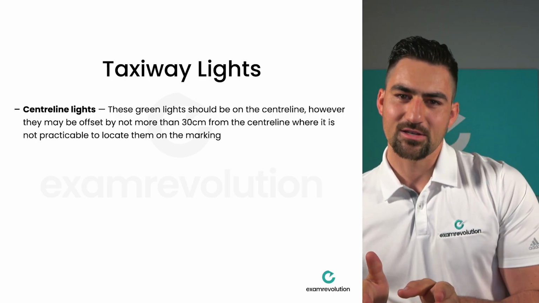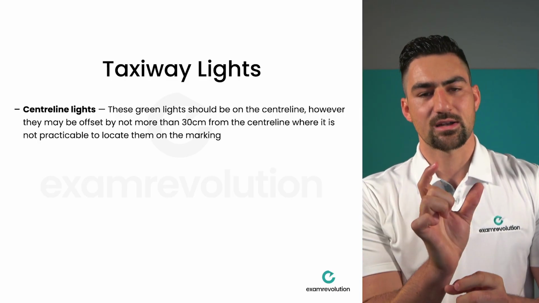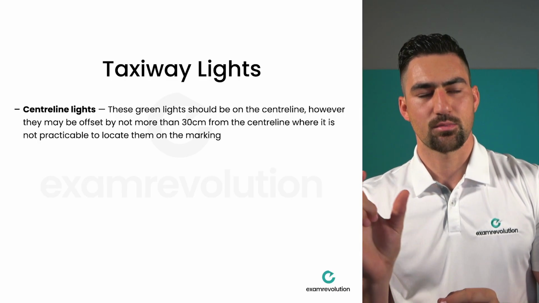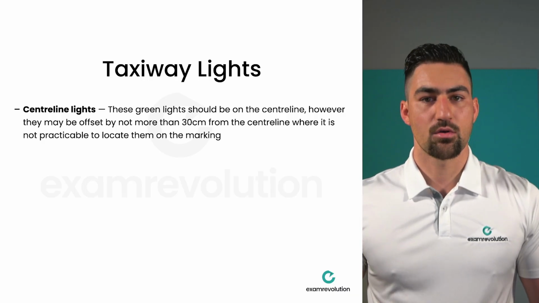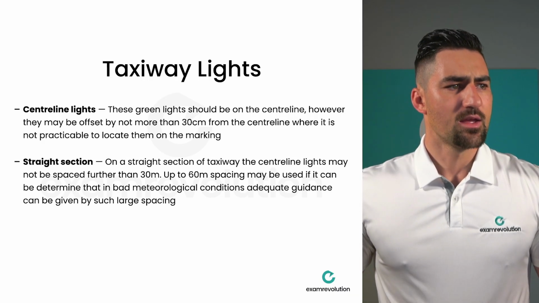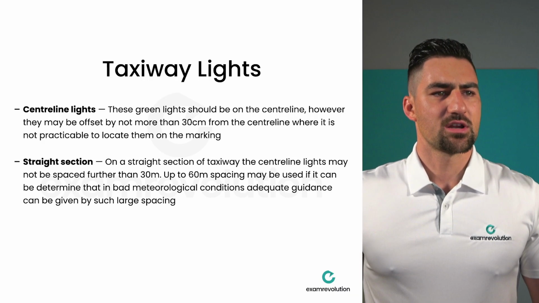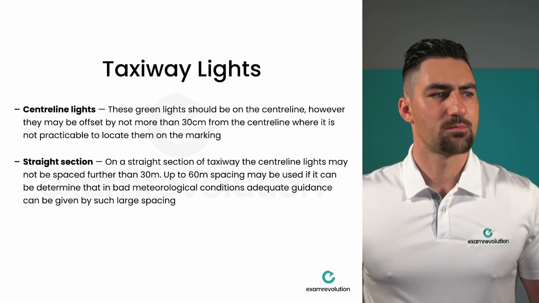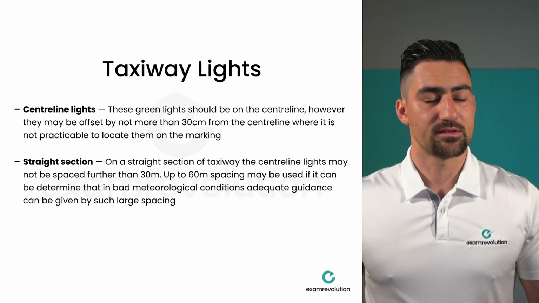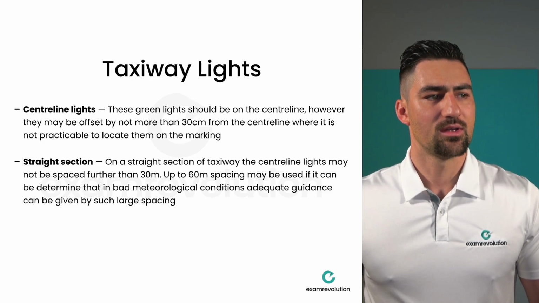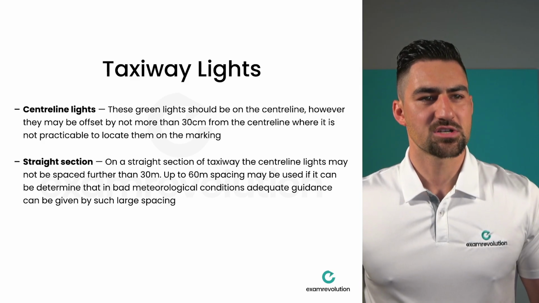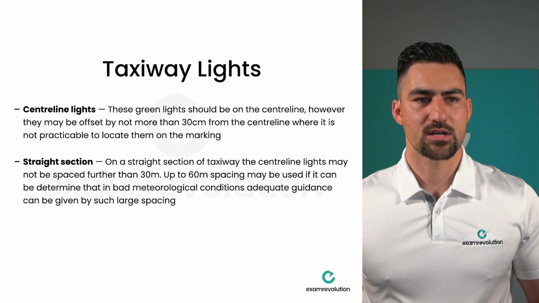So then you have to either taxi off the centerline, or they can move the taxiway centerline lights by 30 centimeters offset. But that's the maximum, otherwise you might go off too far. Then on a straight section of taxiway, the centerline lights may not be spaced further than 30 meters. Up to 60 meters spacing may be used if it can be determined that in bad meteorological conditions, adequate guidance can be given by such large spacing.